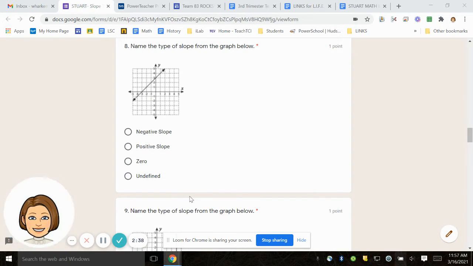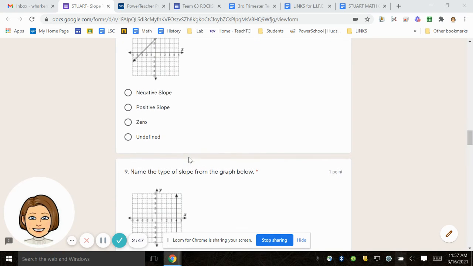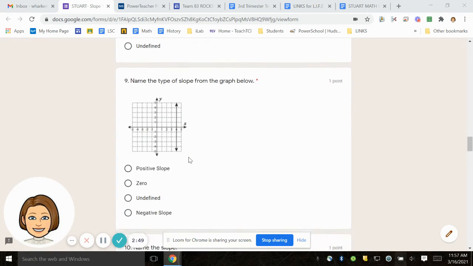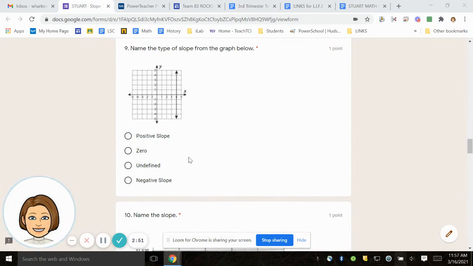Number 8, name the type of slope from the graph below. Negative slope, positive slope, 0, undefined. Number 9, name the type of slope from the graph below. Positive slope, 0, undefined, negative slope.